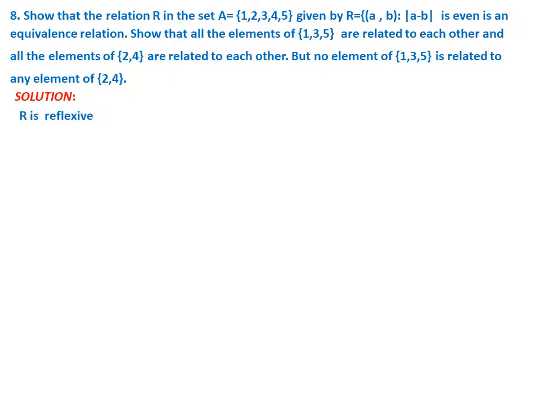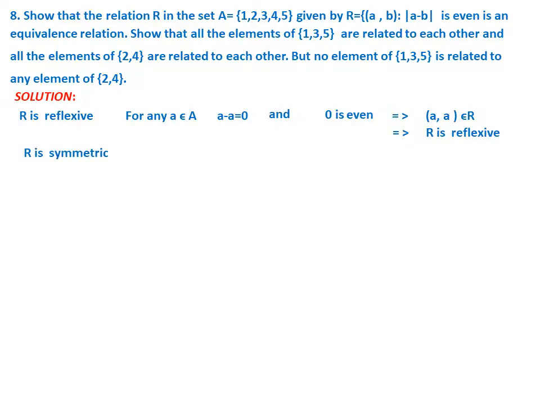See here, R is reflexive because we can prove it in general also. This general method is always applicable to any question, though the set A is finite. Let us take, for example, any element a belonging to A. Now if you take a - a, it is 0, and you know that 0 is even. Therefore by definition (a, a) belongs to R. Even mod 0 is also even, therefore (a, a) belongs to R. Definitely it is reflexive. So this implies R is reflexive, because we have to prove equivalence relation.